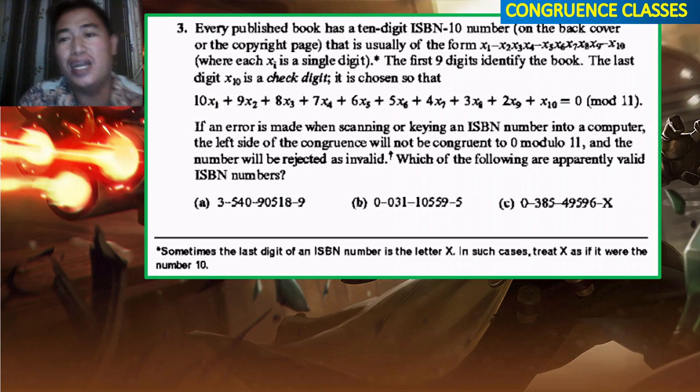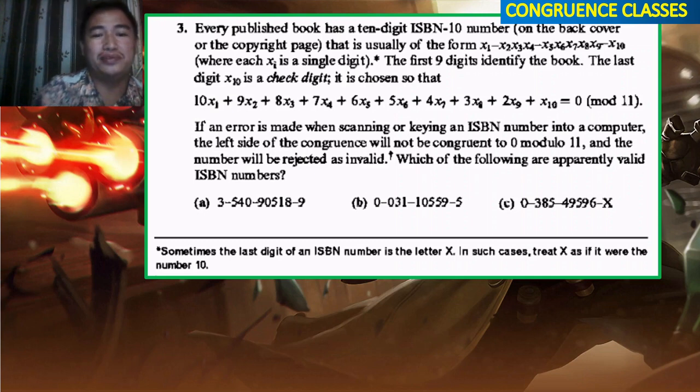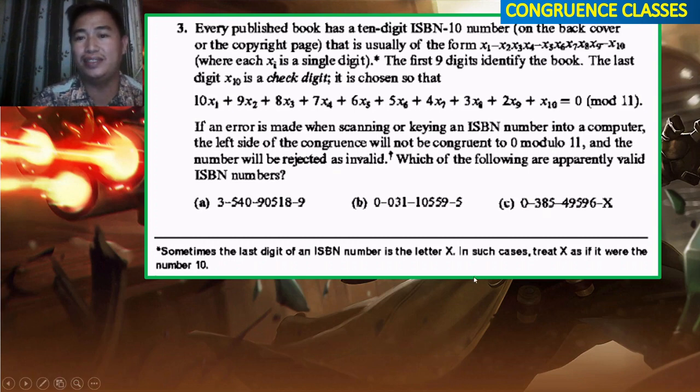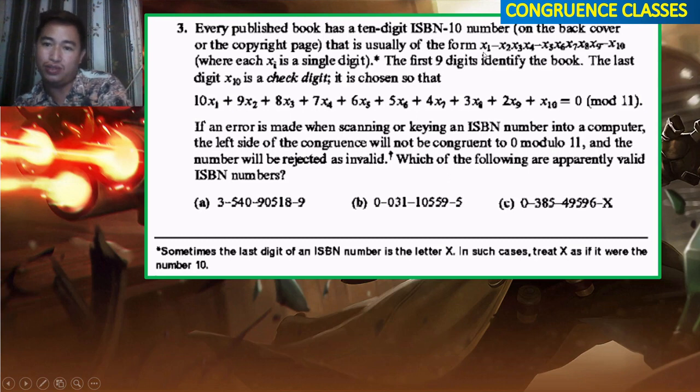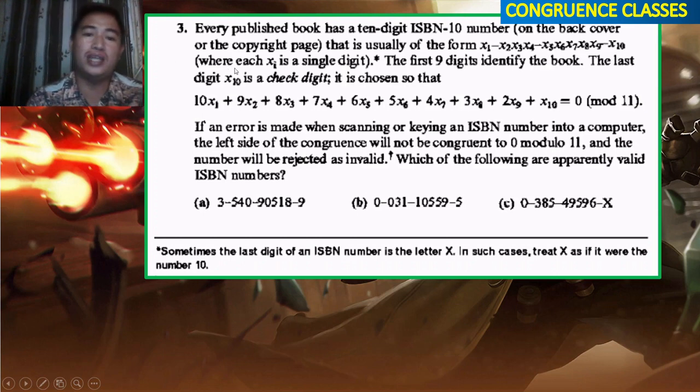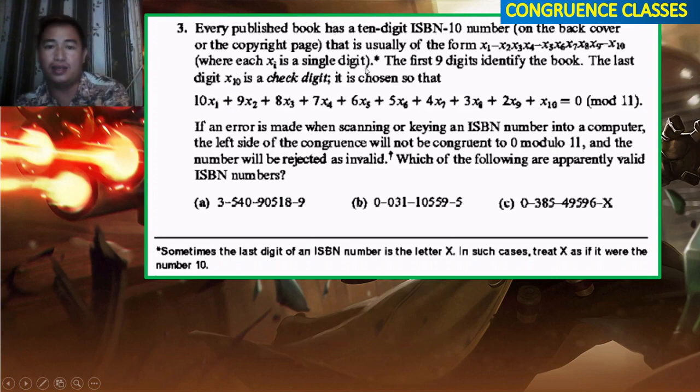Now for the exercises, class. Every published book has a 10-digit ISBN 10 number on the back cover or the copyright page that is usually of the form: x sub 1, x sub 2, x sub 3, x sub 4, up to x sub 10, where each x sub i is a single digit.